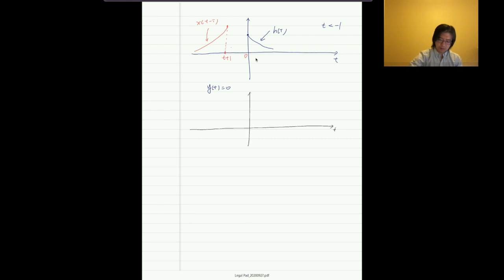So the next case is the case that these two may overlap, right? So again, this is our x of t minus tau, and here is t plus 1, right? So in this case, this basically corresponds to the case where t is bigger than or equal to negative 1. Okay, so in this case, we can compute the convolution, so that equals this.